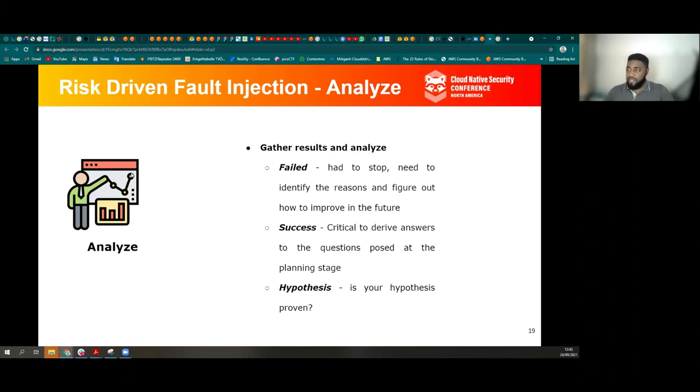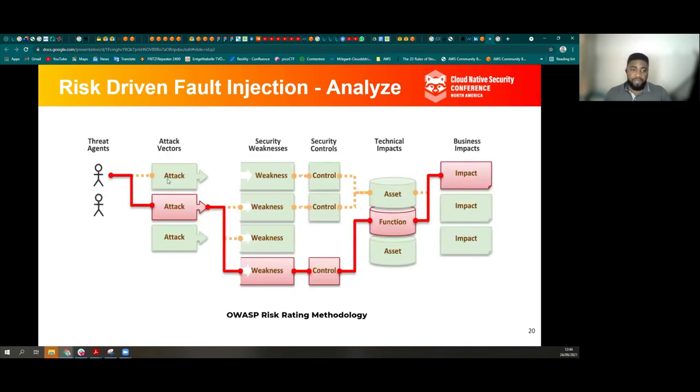Right, so the next part is analyze, and this is another important part because at the end of the experiment, you want to get the results and analyze them. You want to understand what failed, why it failed, and whether your hypothesis was proven or not. And this is just an example: the OWASP risk rating methodology, where it goes from analyzing the threats, the threat agents, and the attack vectors, and in the end it also looks at the technical impact and the business impact. So it is also a framework that could be used for security chaos engineering, to analyze the results of the experiment.